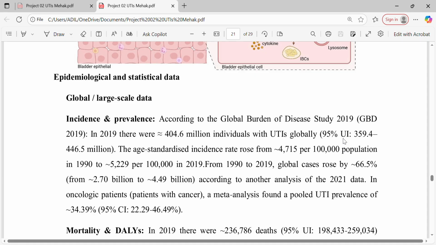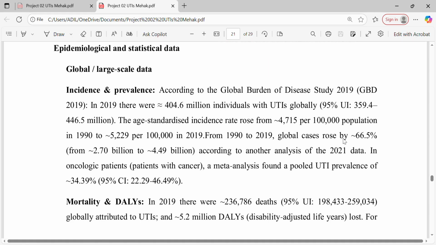Epidemiological and statistical data, global large-scale data, incidence and prevalence. According to the Global Burden of Disease Study 2019, GBD 2019, there were 4.6 million individuals with UTIs globally, 95% UI 59.4 to 446.5 million. The age-standardized incidence rate rose from 4,715 per 1 lakh population in 1990 to 5,229 per 1 lakh in 2019. From 1990 to 2019, global cases rose by 65.5%, from 2.570 billion to 4.49 billion, according to another analysis of the 2021 data.